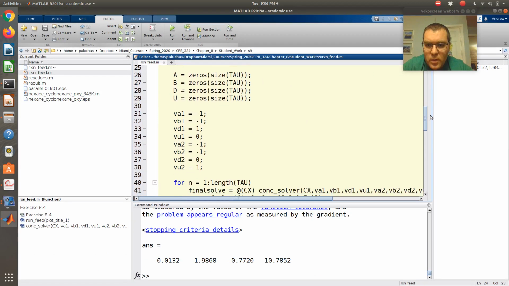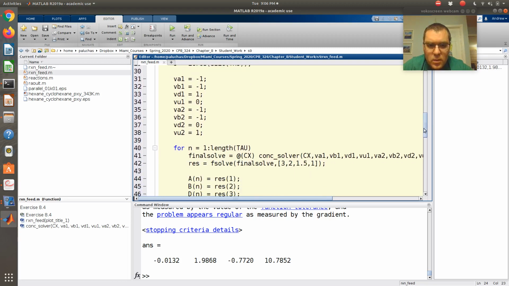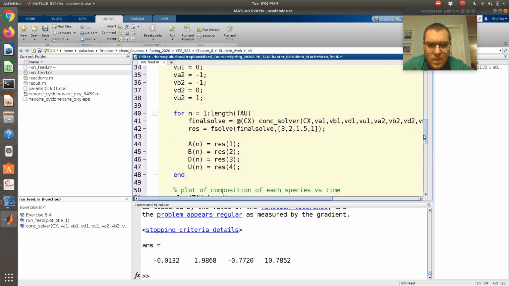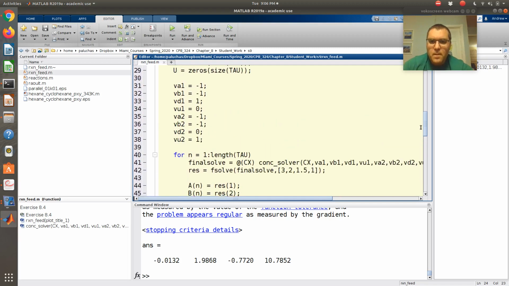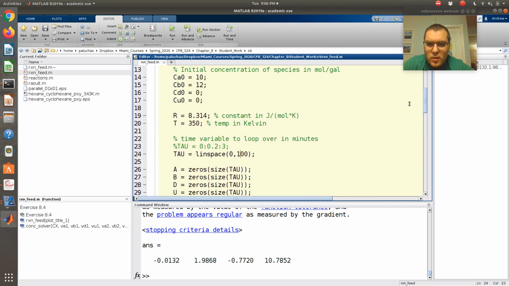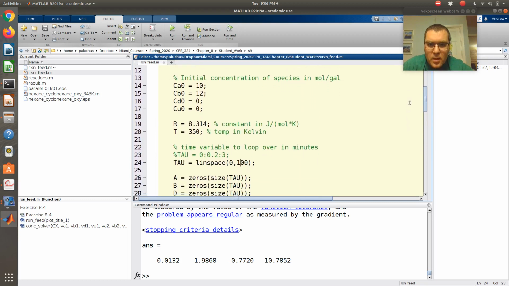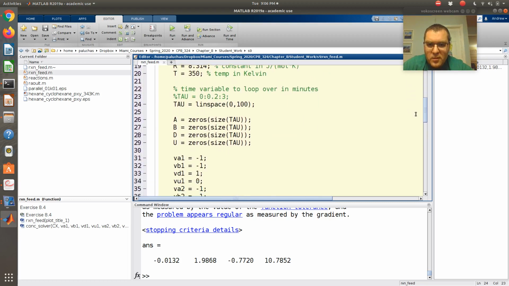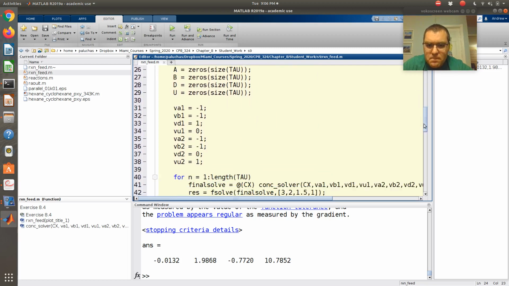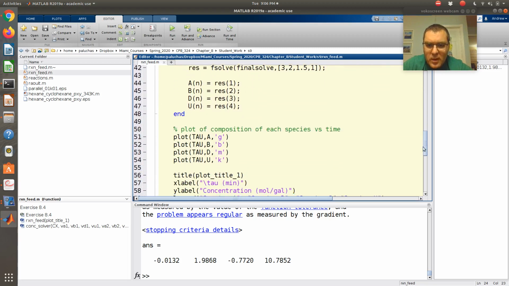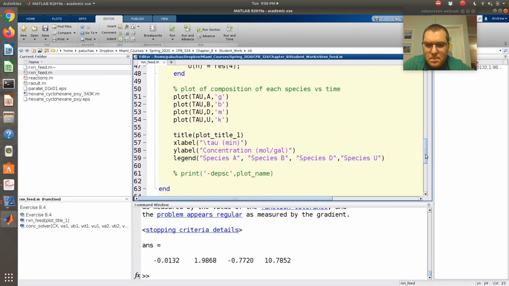So new A1, new D, new A2, new B2. I'm just trying to look to see where that negative business is coming from, what's causing it, and see if we can make physical sense of it. DU.